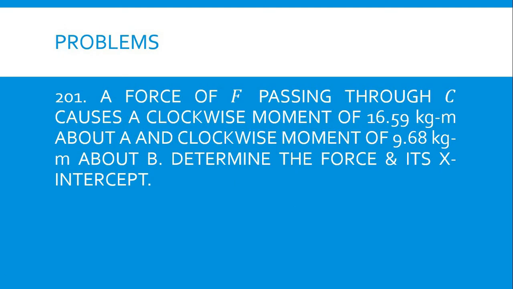So an example, problem number 201: a force F passing through C causes a clockwise moment of 16.59 kg-meter about A and a clockwise moment of 9.68 kg-meter about B. Determine the force and its x-intercept.